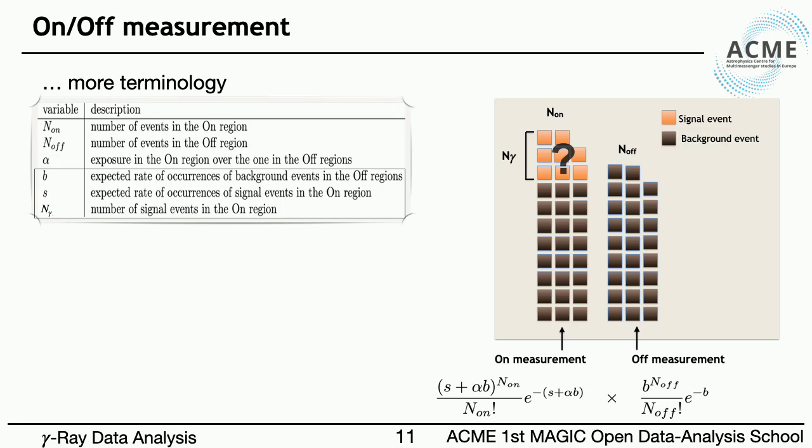Then we have B, which is the expected background counts. S is the expected signal counts. And finally, as we already know, n gamma is the number of signal gamma rays that we want to estimate. Now, we know from Poissonian statistics that the observed counts in the on and off regions should be given by these two expressions, in which the rate for the on region is given by S plus alpha B, while for the off region, the rate is given by B, the expected background counts.